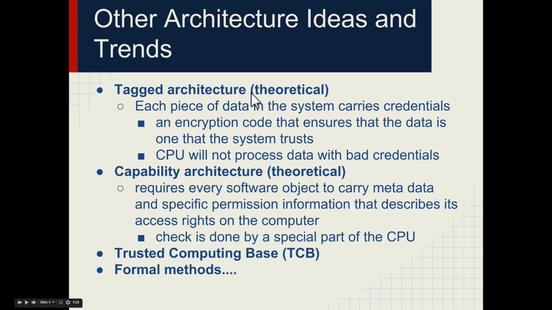There's other architectures like tagged architecture, which is very similar to taint analysis, where each piece of data carries credentials and is tagged as having some metadata, maybe user input, and thus can be easily tracked. There's also capability architectures, which are the opposite of access control lists, where users are specified what capabilities they have. So in this model, every software object would carry metadata and specific permissions describing what it can do on that computer. However, the problem is it has extreme scalability problems. It's not a scalable solution.